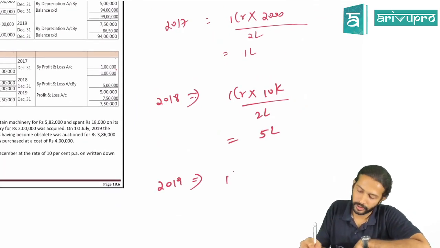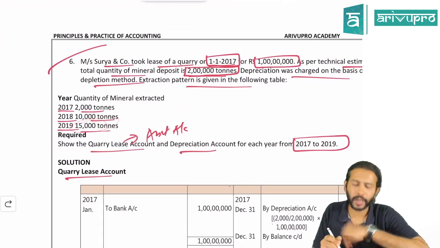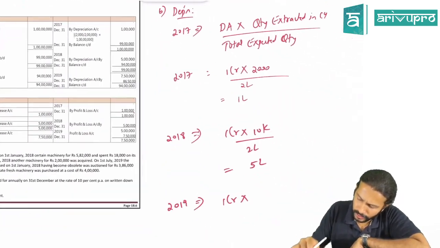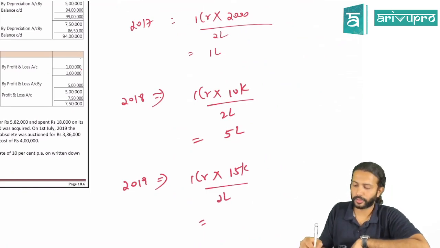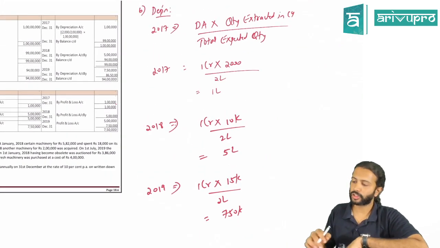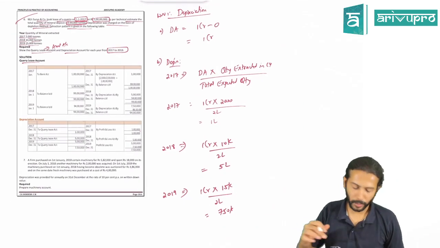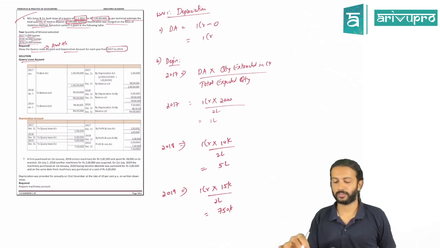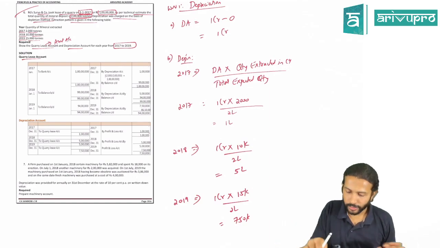2019 will be DA is 1 crore. In 2019, you extracted 15,000 tons. Total tons is 50. So 50 into 50, I think this is 7,50,000. That is your depreciation calculation. If anyone is copying, I'll wait up. They have shown it here only, sir.